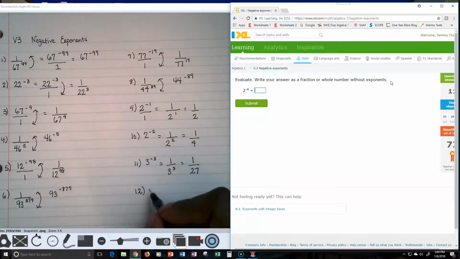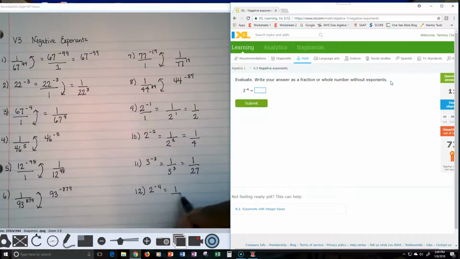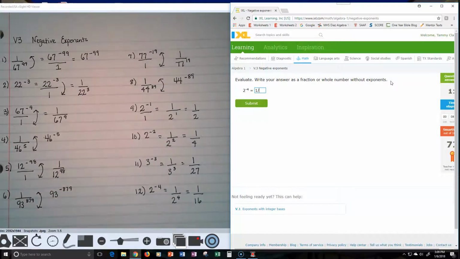12 would be 2 to the negative 4. Again, flip it over, so we have 1 over 2 to the 4th, which is equal to 1 over 16. 2 to the 4th is 16.